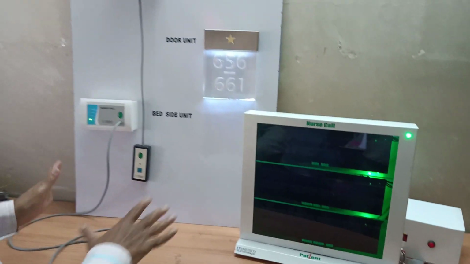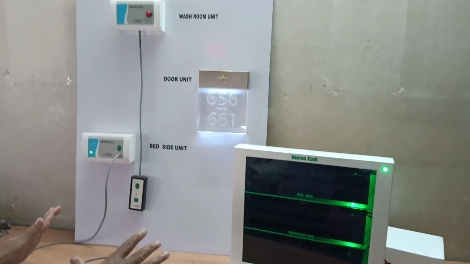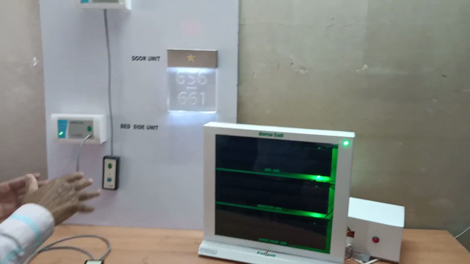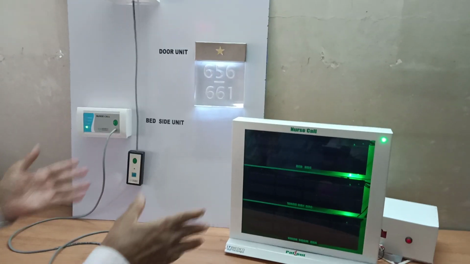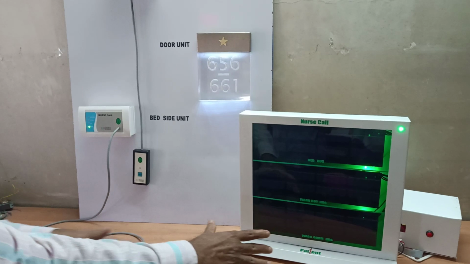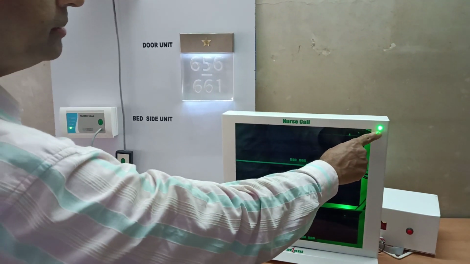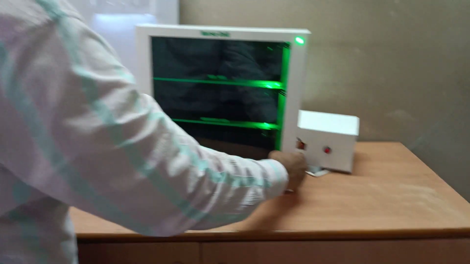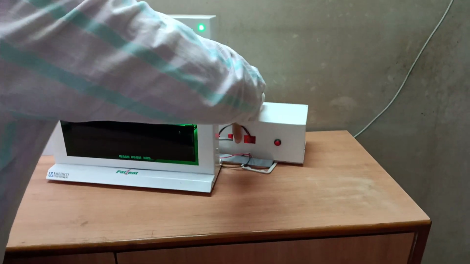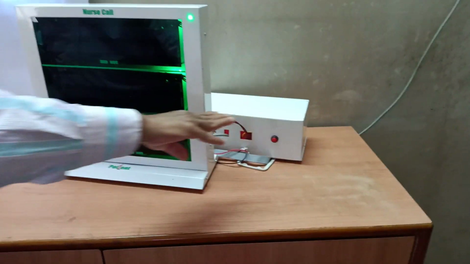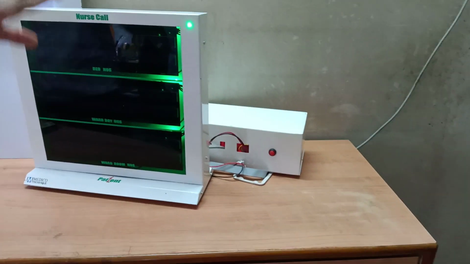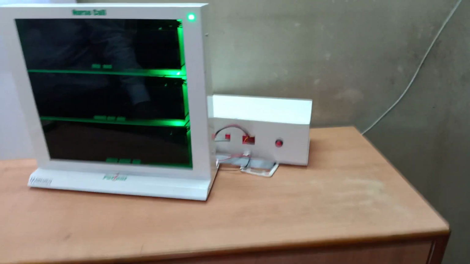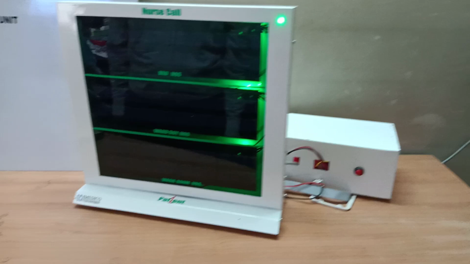So this is how the system will work in the wards. In the rooms, the nursing station will be monitored here. Always there will be a green light when the monitor is on. We also have this main CPU which will be installed at the back of or near the table, somewhere near the table.